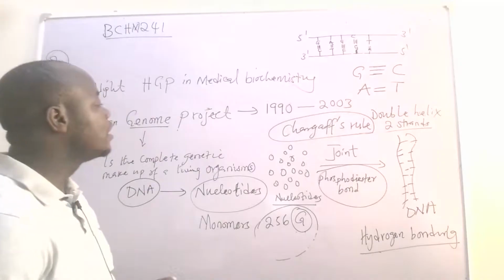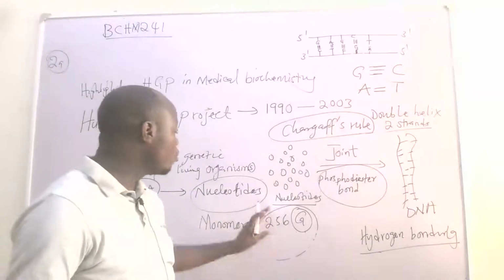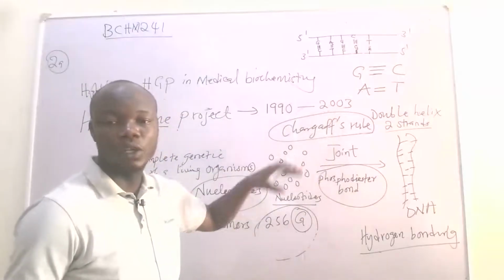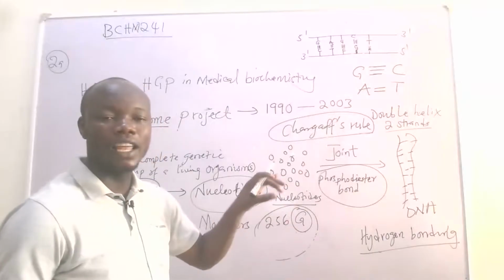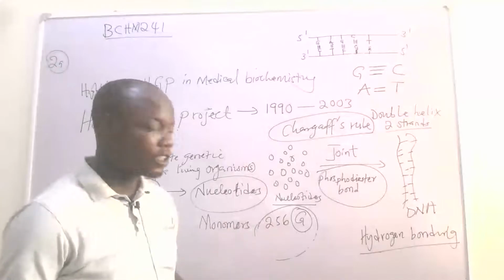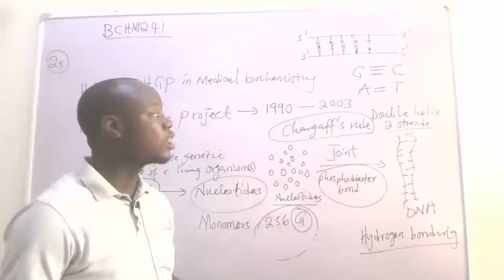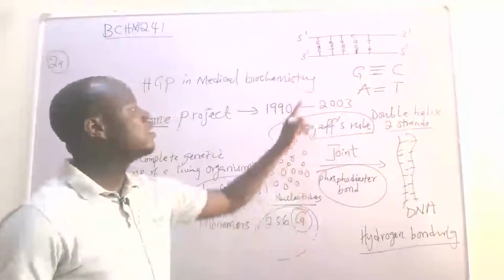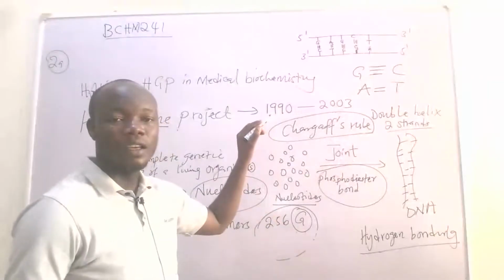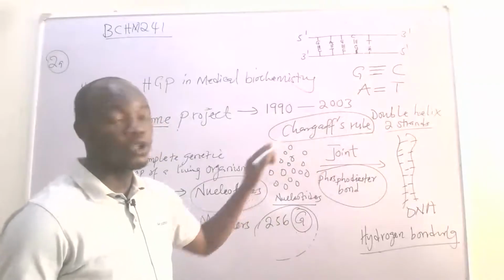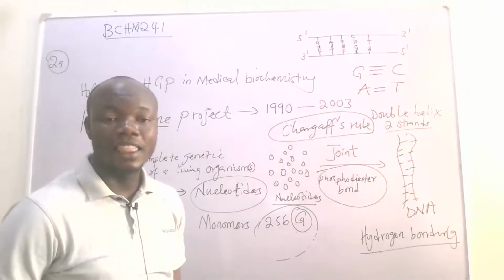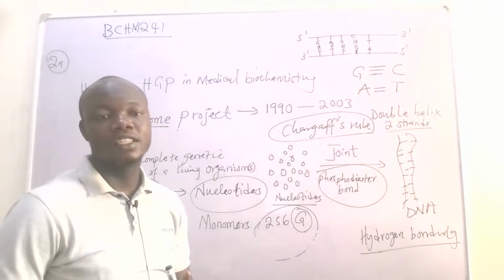Now, ladies and gentlemen, this is very important. Which rule explains this? It is Chargaff's rule. Chargaff's rule states that in a double helix DNA structure, guanine always pairs with cytosine and adenine always pairs with thymine. The number of hydrogen bonds between adenine and thymine is 2, and between guanine and cytosine is 3. You shouldn't forget this pairing explanation.